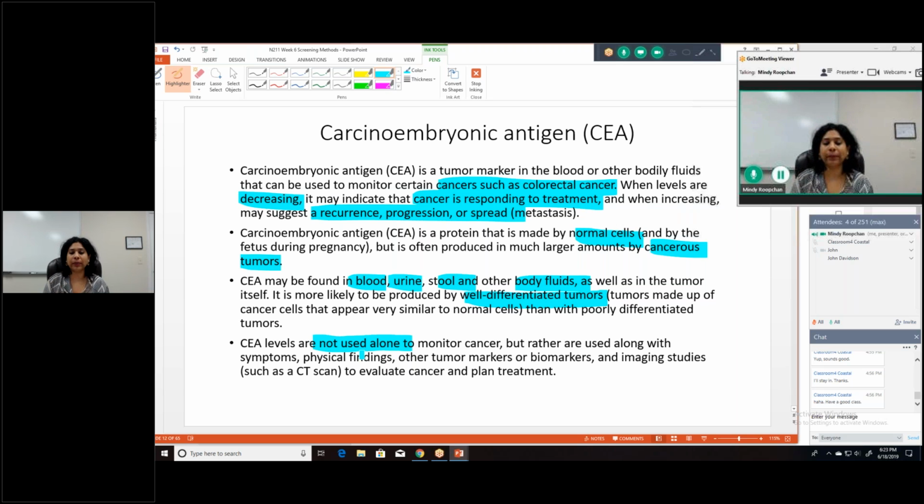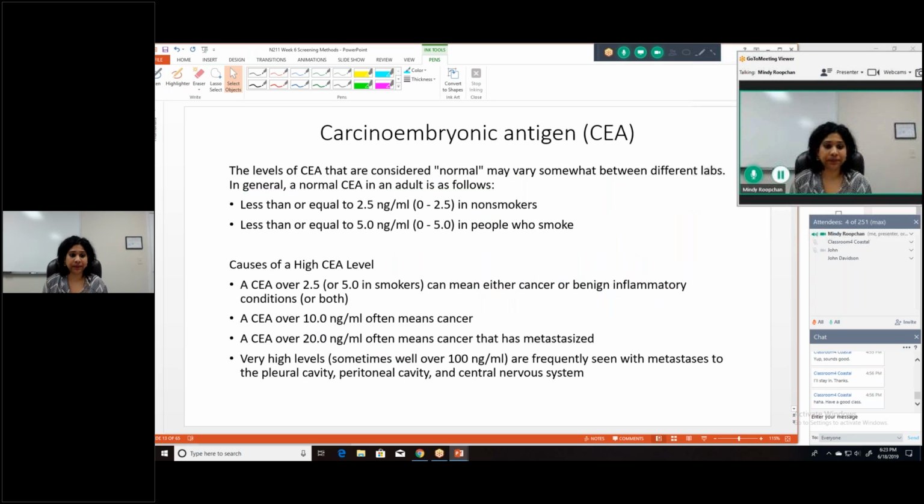So we're monitoring based on H&P, tumor markers, imaging testing, blood tests, whatever we need to do to figure out now how do we plan the treatment. So there's levels of CEA that are considered normal, and they may vary in labs within a couple numbers, but less than or equal to 2.5 in non-smokers, less than or equal to 5.0 in people who smoke.